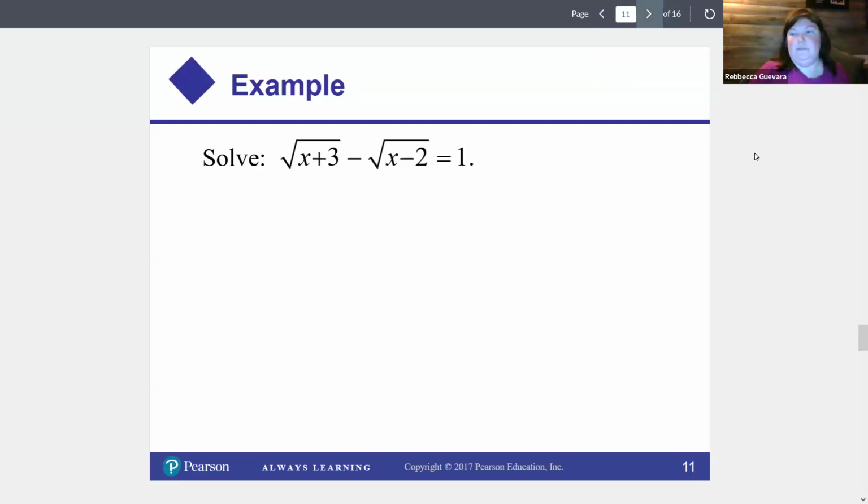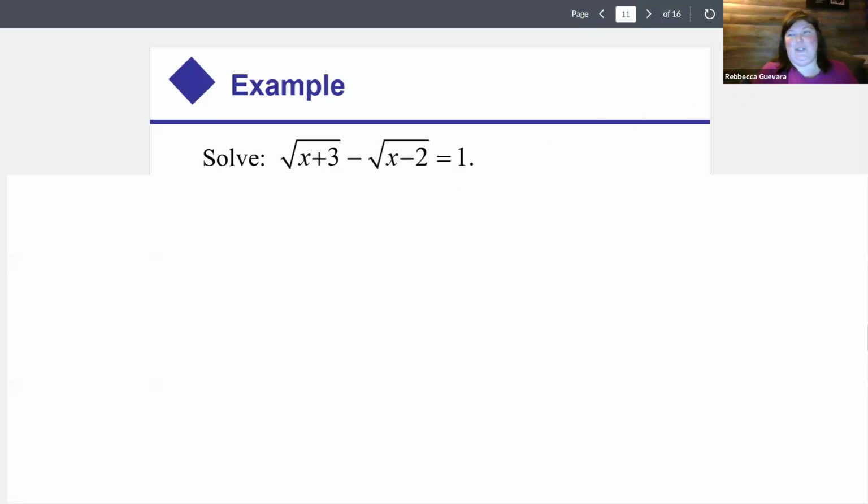So for an example, sorry, I was trying to write with a real ink pen on my board here for a second. So for an example, we have this one right here.